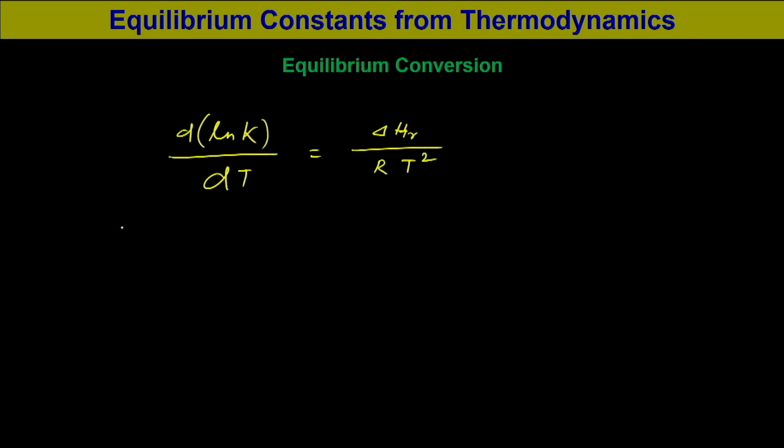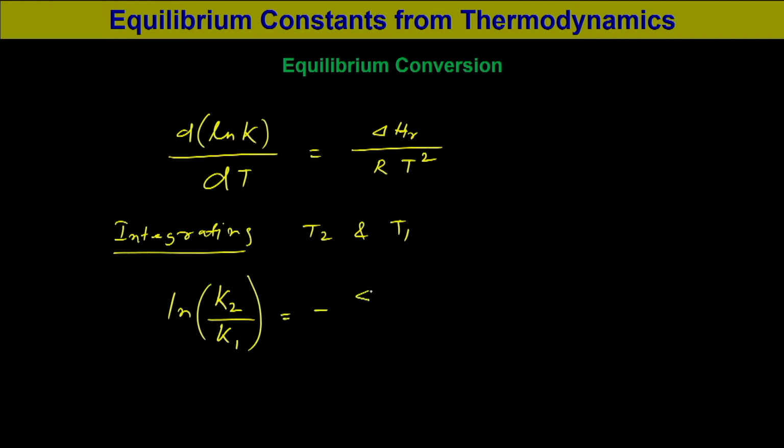Now, if we integrate with a temperature limit T2 and T1, we can calculate ln K2 by K1 is equal to minus delta H r by R into 1 by T2 minus 1 by T1.